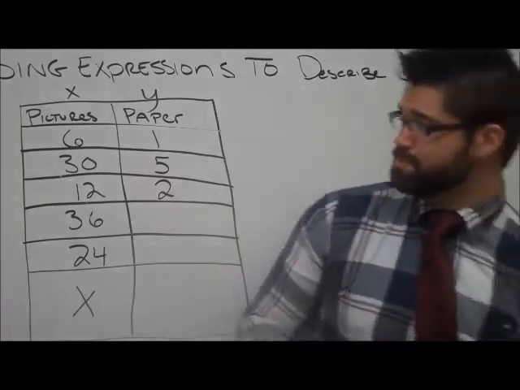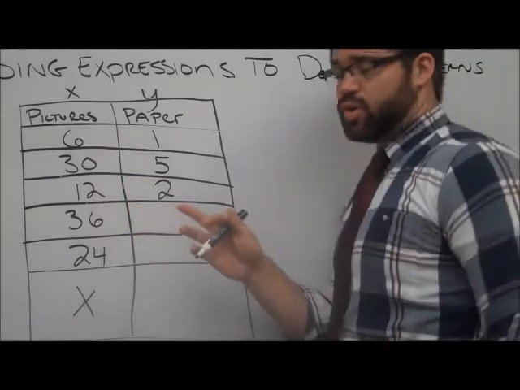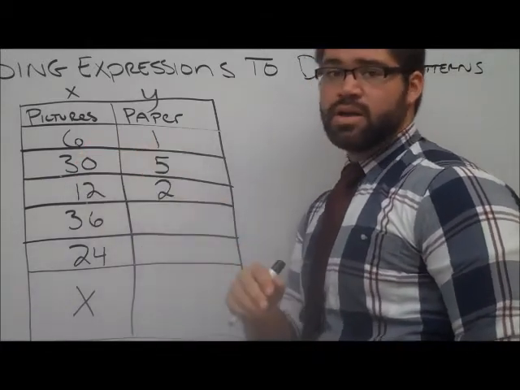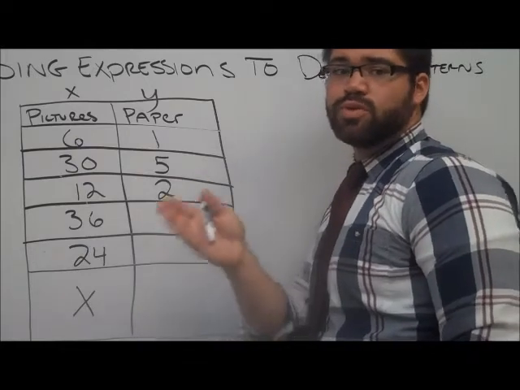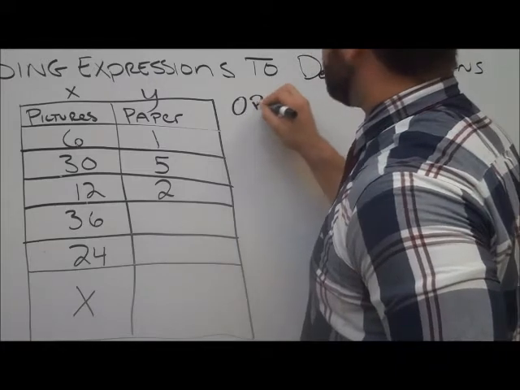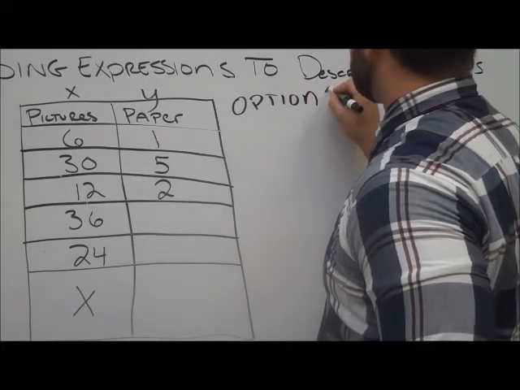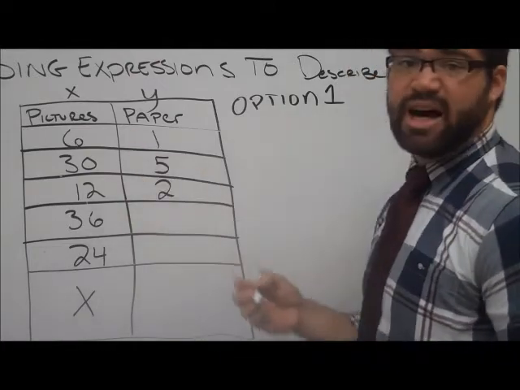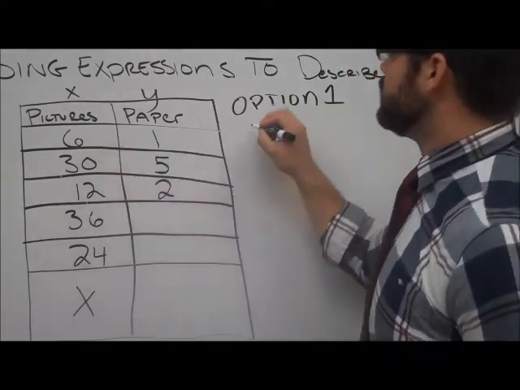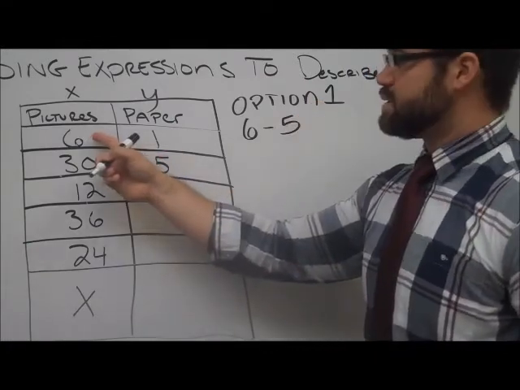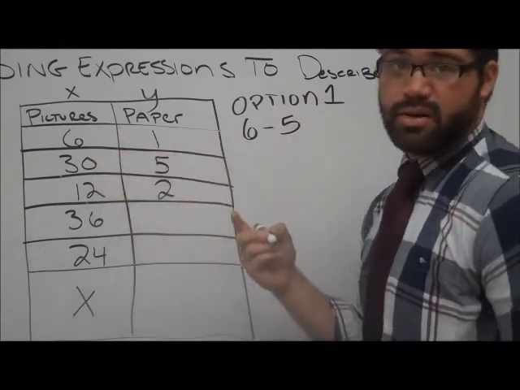So let's see. When we try to get 6 input, an output of 1, there's really kind of 2 rules that we could follow, or 2 options, if we're just looking at that first row. Option 1 would be maybe 6 minus 5. 6 minus 5 will get us to 1. So 6 minus 5. If we do 6, take away 5, we're going to end up with 1, right?